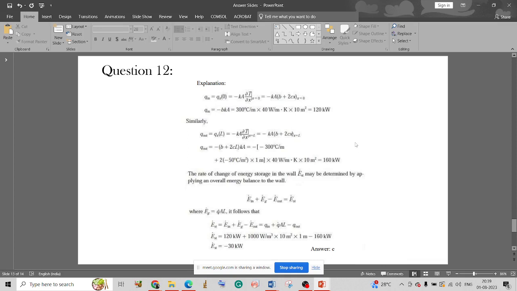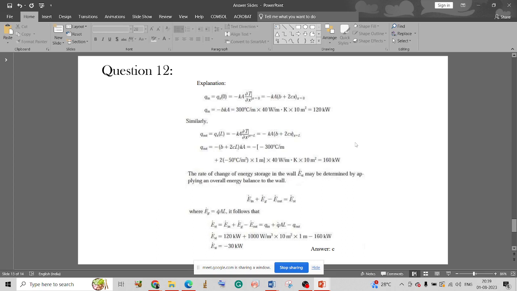So first, as I've already said, we will apply Fourier's law and differentiate the temperature distribution equation that is already given there. So it will come as B plus 2Cx, right? For the inlet, x is 0 at that position. So we will find Q in to be 120 kilowatt. Yes, ma'am, I got that.